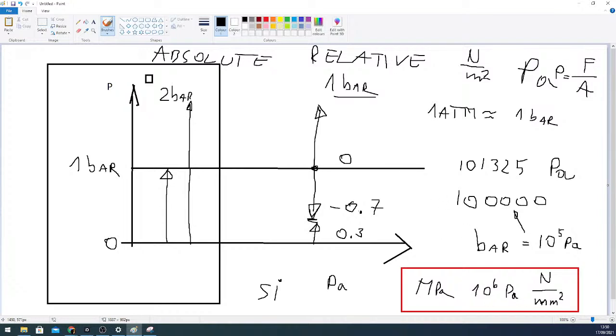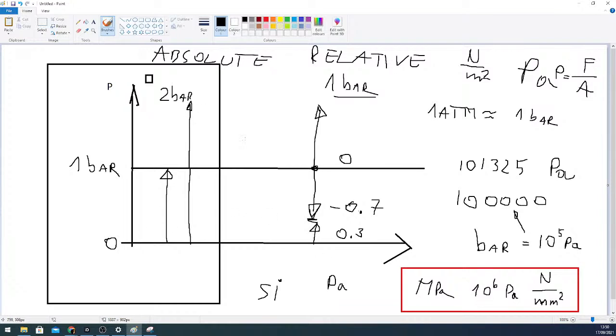But it's not the standard unit, but we do use it. The bar is a unit of pressure, and bar is 10 to the power of 5 Pascal. That means bar is 100,000 Pascal. Megapascal is 1 million Pascal.